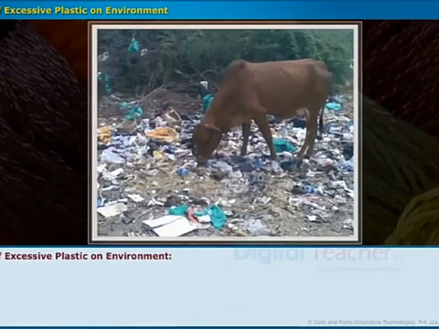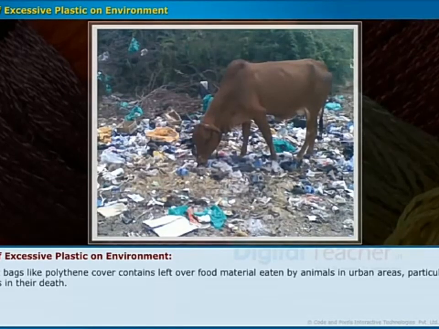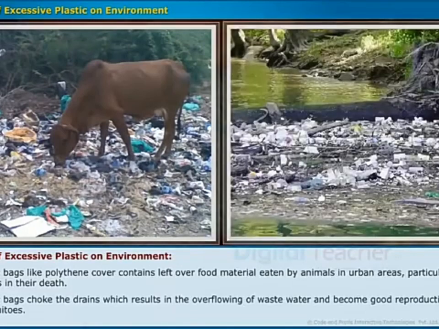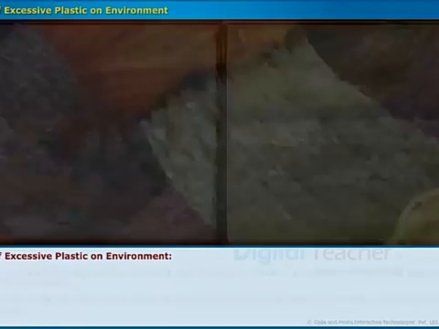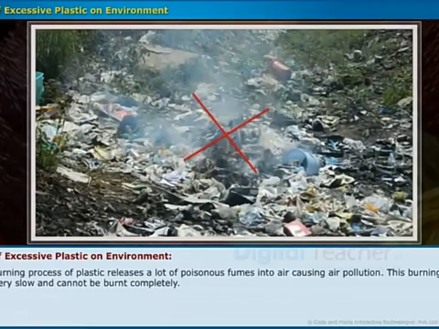Now, we will discuss the effects of excessive plastic on the environment. Plastic bags like polythene covers contain leftover food material eaten by animals in urban areas, particularly cows, resulting in their death. Plastic bags choke the drains, which results in the overflowing of wastewater and become a good breeding place for mosquitoes. The burning process of plastic releases a lot of poisonous fumes into the air, causing air pollution. This burning process is also very slow and cannot be burned completely.